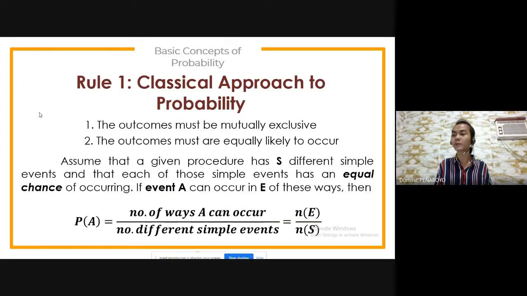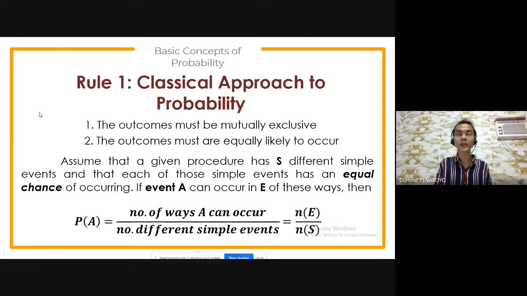We have here the formula. Assume that a given procedure has S different simple events and that each of those simple events has an equal chance of occurring. If event A can occur in E of these ways, then the probability of the event is equal to the number of ways A can occur over the number of different simple events, denoted by n(E) over n(S).